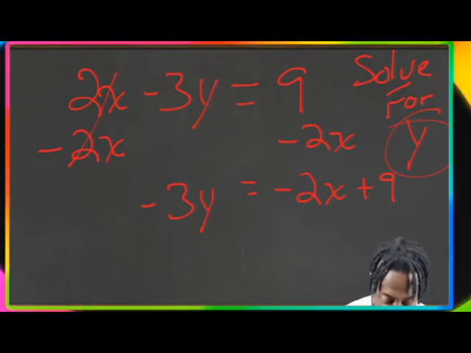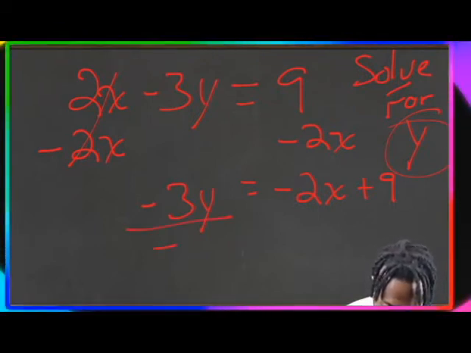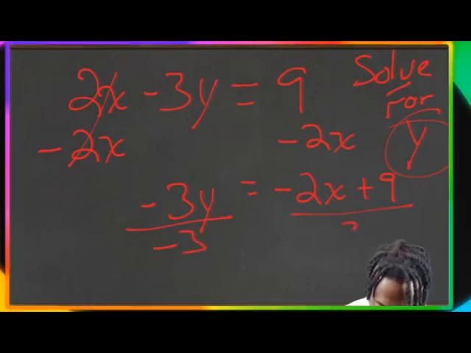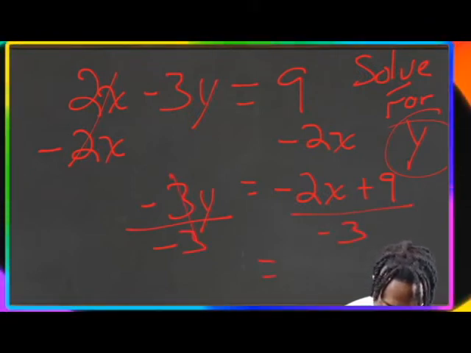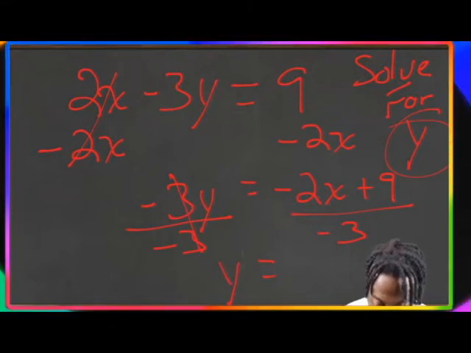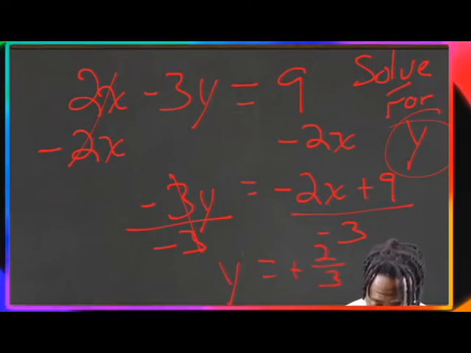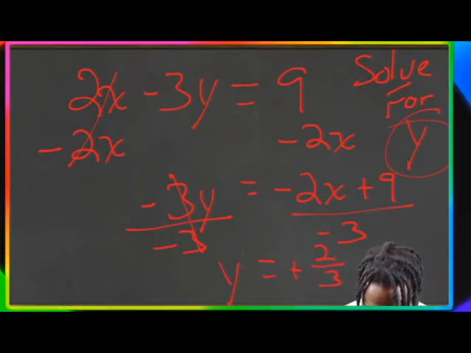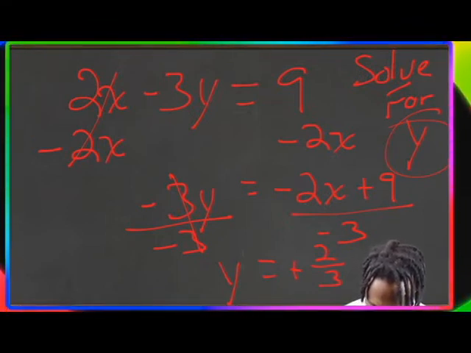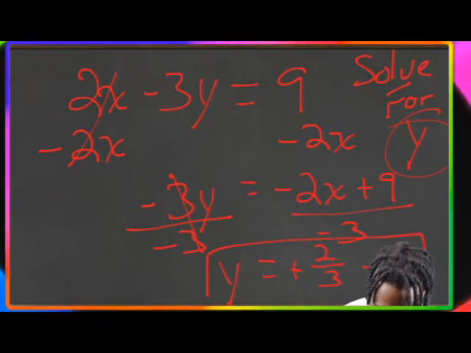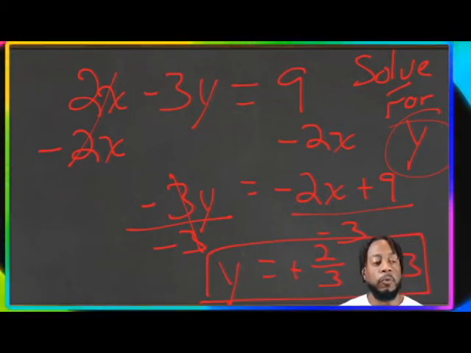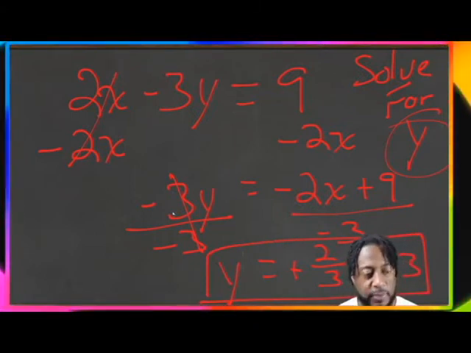So we have to divide by negative 3 on both sides. This is going to cancel. Give me y is equal to positive 2 over 3x minus 3. This is what we need to graph with.